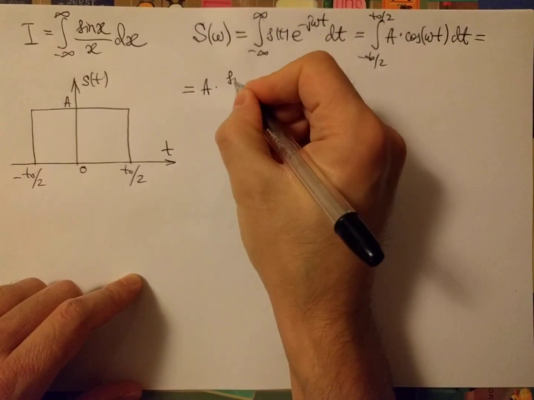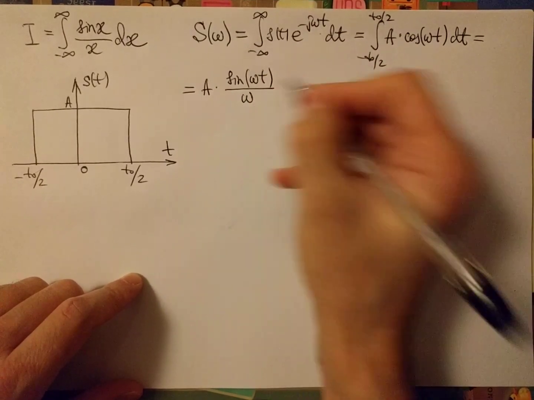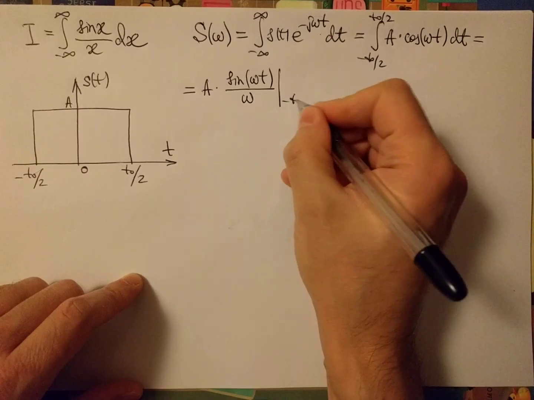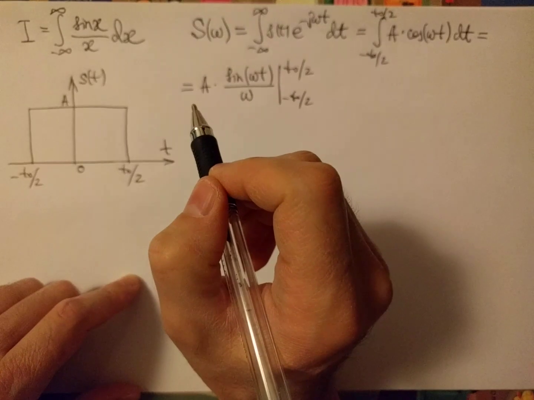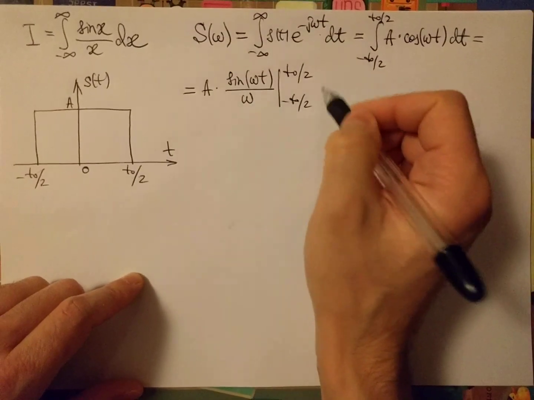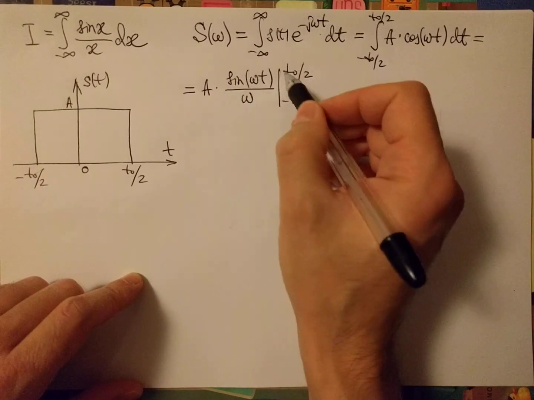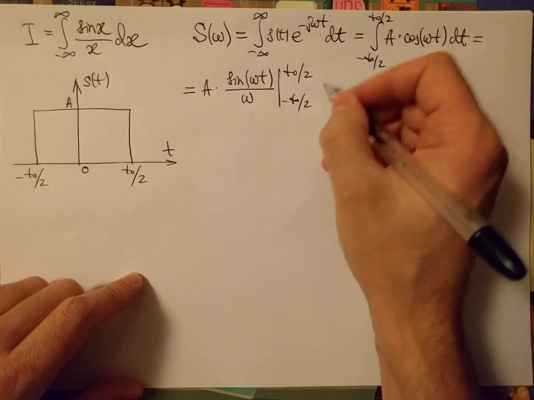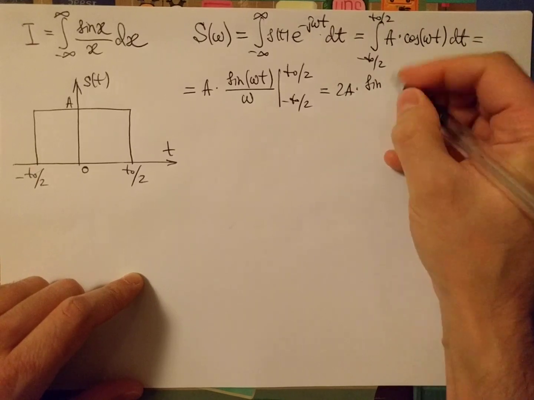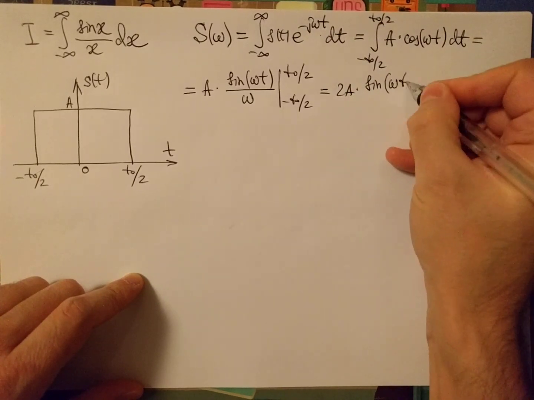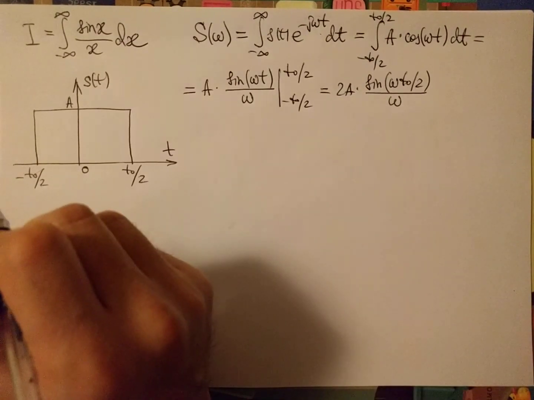Integrating cosine, there will be a sine divided by omega, with the same limits. Sine is an odd function, so in order to calculate this, we simply take the value of this function in this limit and multiply it by 2. So 2 times a sine of omega t0 over 2, divided by omega.